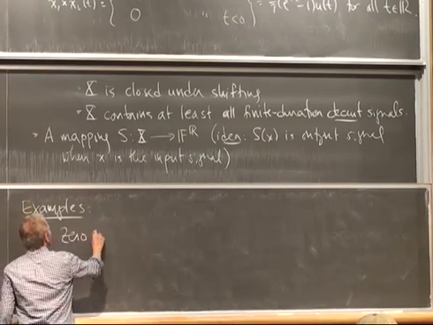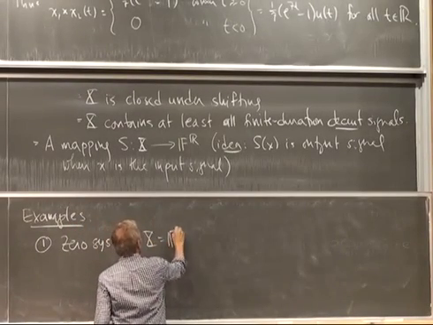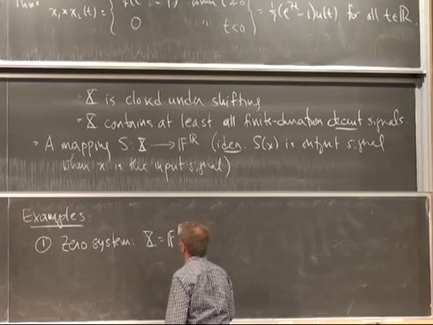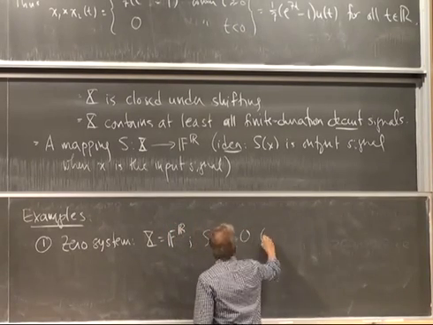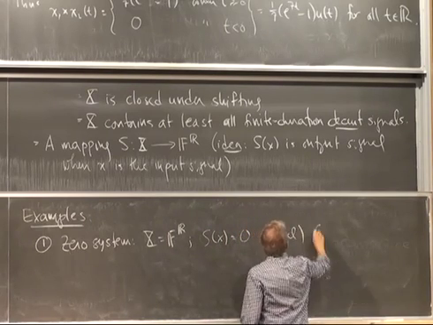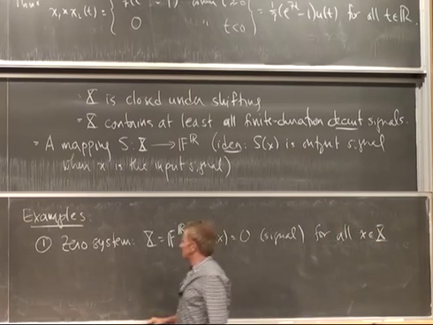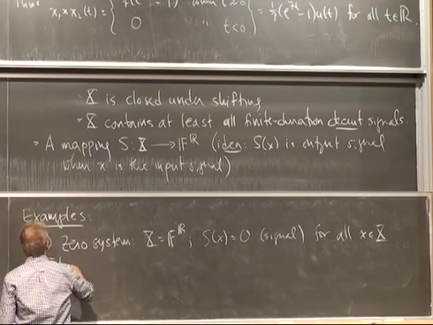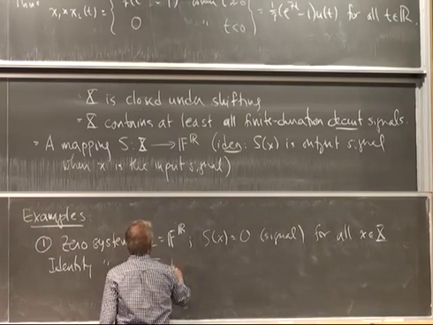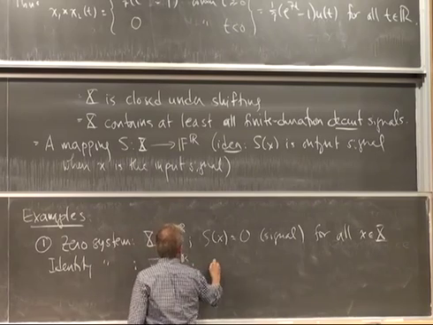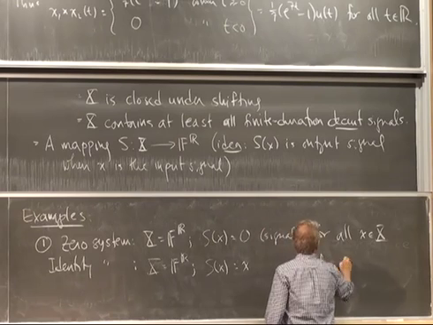The zero system, I'm going to take X to be all signals, decent or not, finite duration or not, and S of x is equal to the zero signal for all x in capital X. And the identity system, again, X is all signals, and S of x equals x for all x.